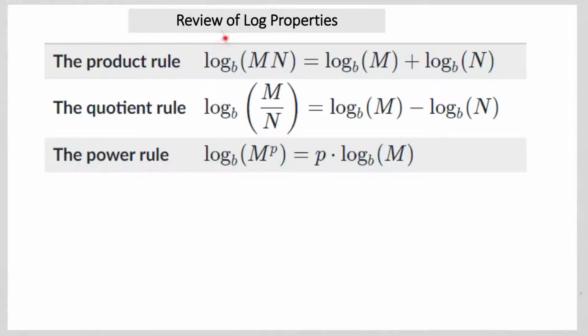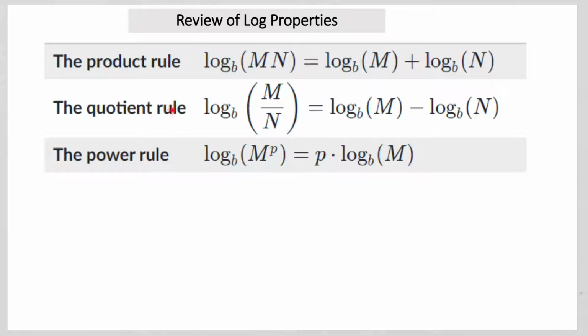We're also going to need our log properties from pre-calculus. So there's the product rule for logs. If you have a log to any base of a product of m and n, m being some expression and n being another expression, you can break this into a sum of log base b of m plus log base b of n. So they have to be inside the parentheses, and this b right here will also show up here and here. So multiplication and addition are related in logs just like they are with exponents.